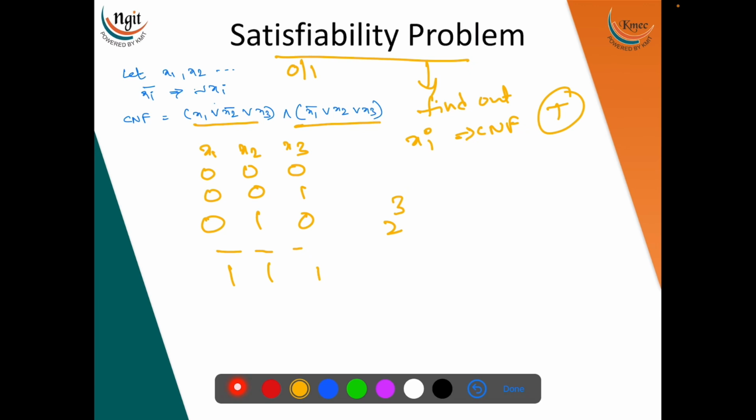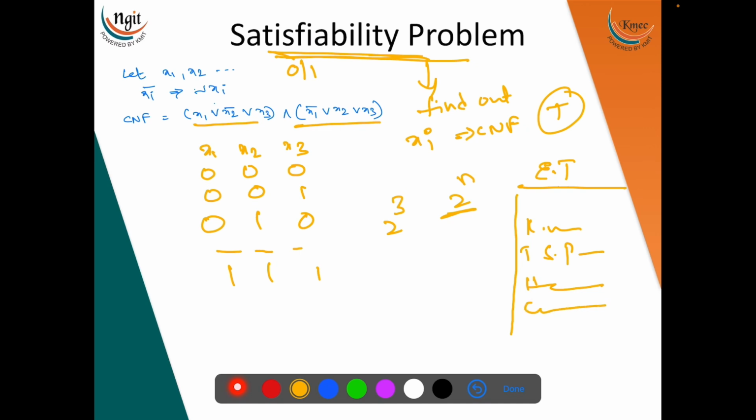Now this is 2 power n, which means exponential time. The solution to this problem is expected in exponential time. If the satisfiability problem takes exponential time, then whatever algorithms I have from the first slide which take exponential time, the knapsack problem, traveling salesperson problem, Hamiltonian cycle, graph coloring, are all exponential time. Now the satisfiability problem is also exponential.